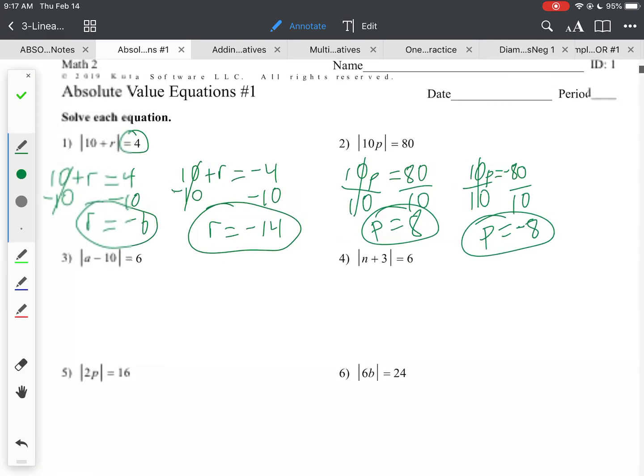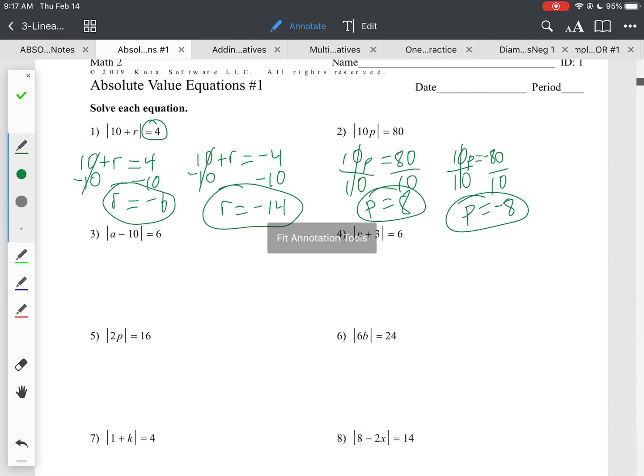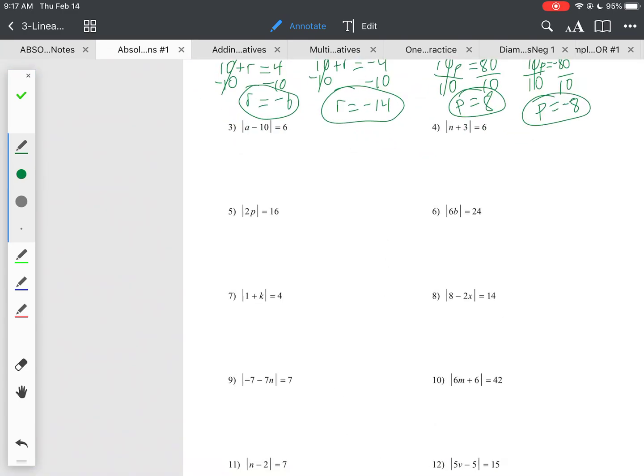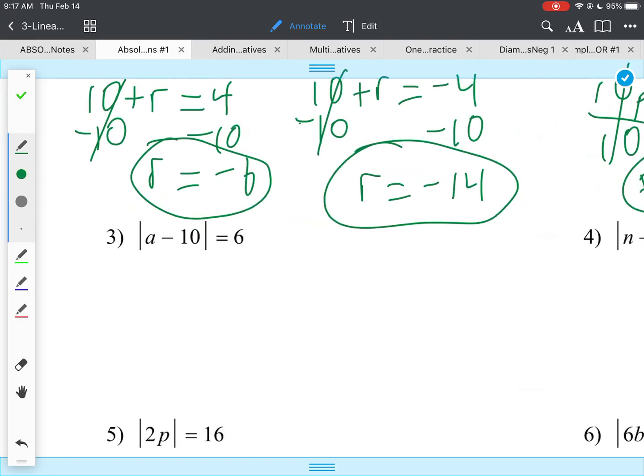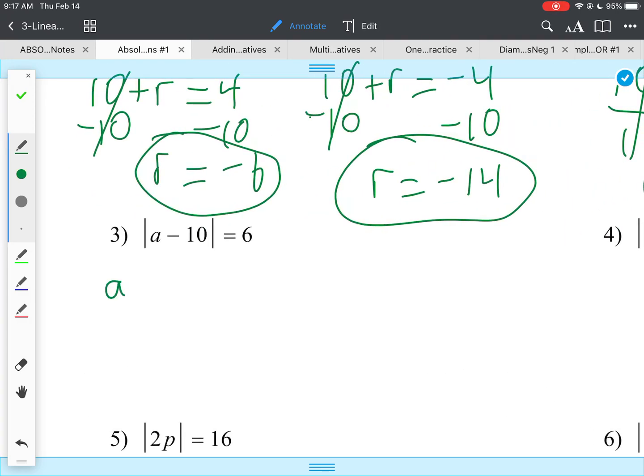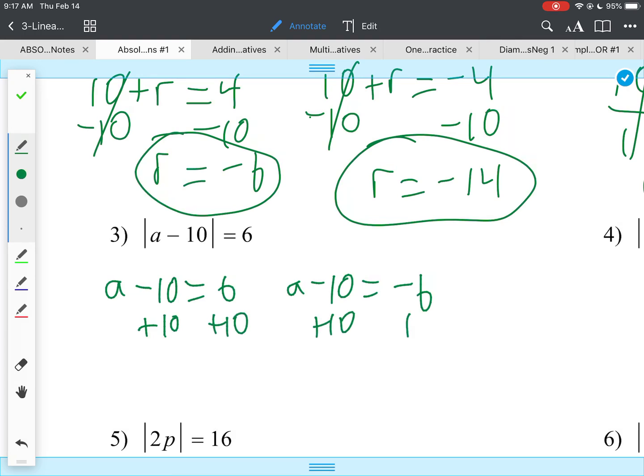We'll do a couple more. Here, number 3, you have a minus 10 equals 6, and then a minus 10 equals negative 6. So we're going to add the 10. On the left side, you get a equals 16. On the right side, you get a equals 4.